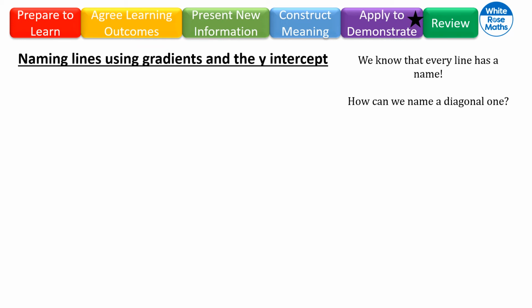Okay, so the next thing we're looking at is how to name a line using gradients and the y-intercept. Now we've talked about each line having a name before, and we were talking about horizontal and vertical lines, but how do we name a diagonal line? Because that has a name too.